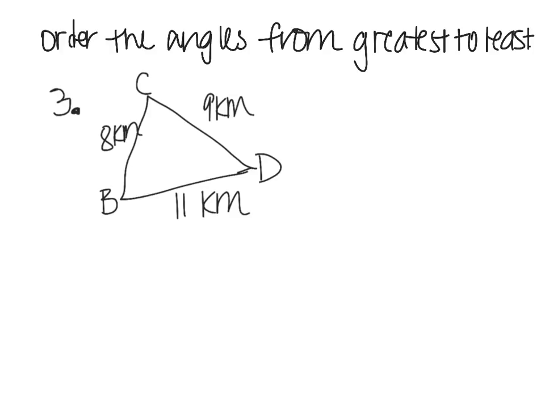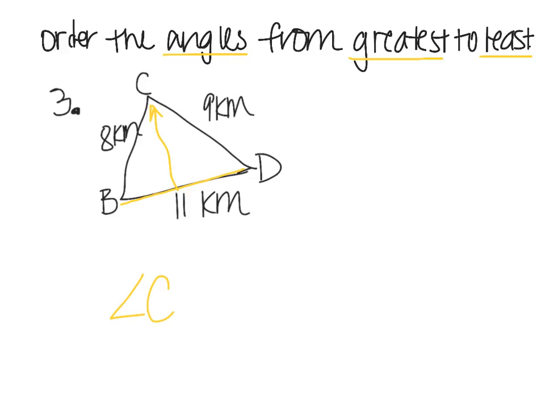So we're trying to order the angles from greatest to least. So key thing here is to notice that we're going from greatest to least this time. So we're listing the biggest angle to the smallest angle. So what we want to do is first look for the biggest side because opposite the biggest side is going to be the biggest angle. So the longest side is BD at 11 kilometers. So the biggest angle is going to be angle C. So angle C is our biggest angle.